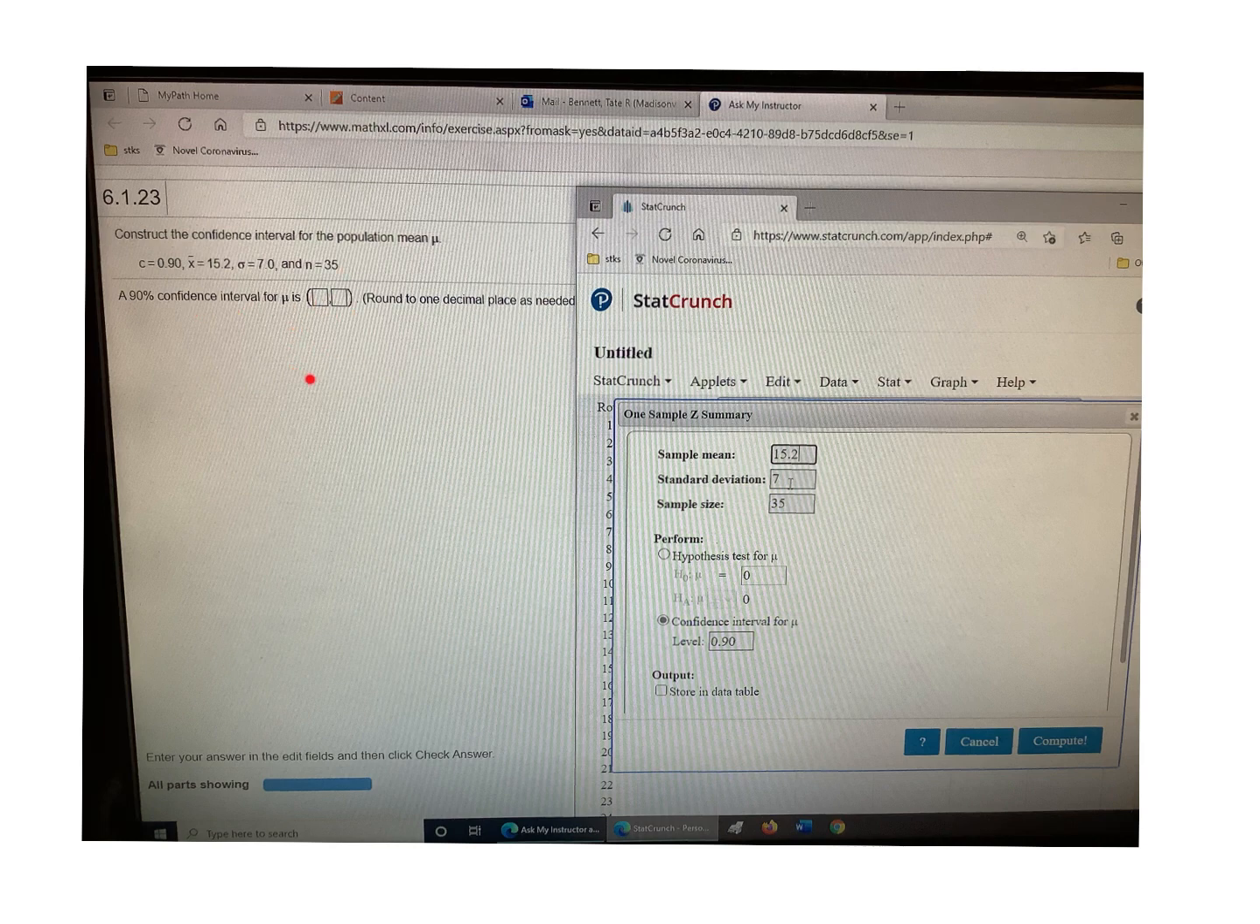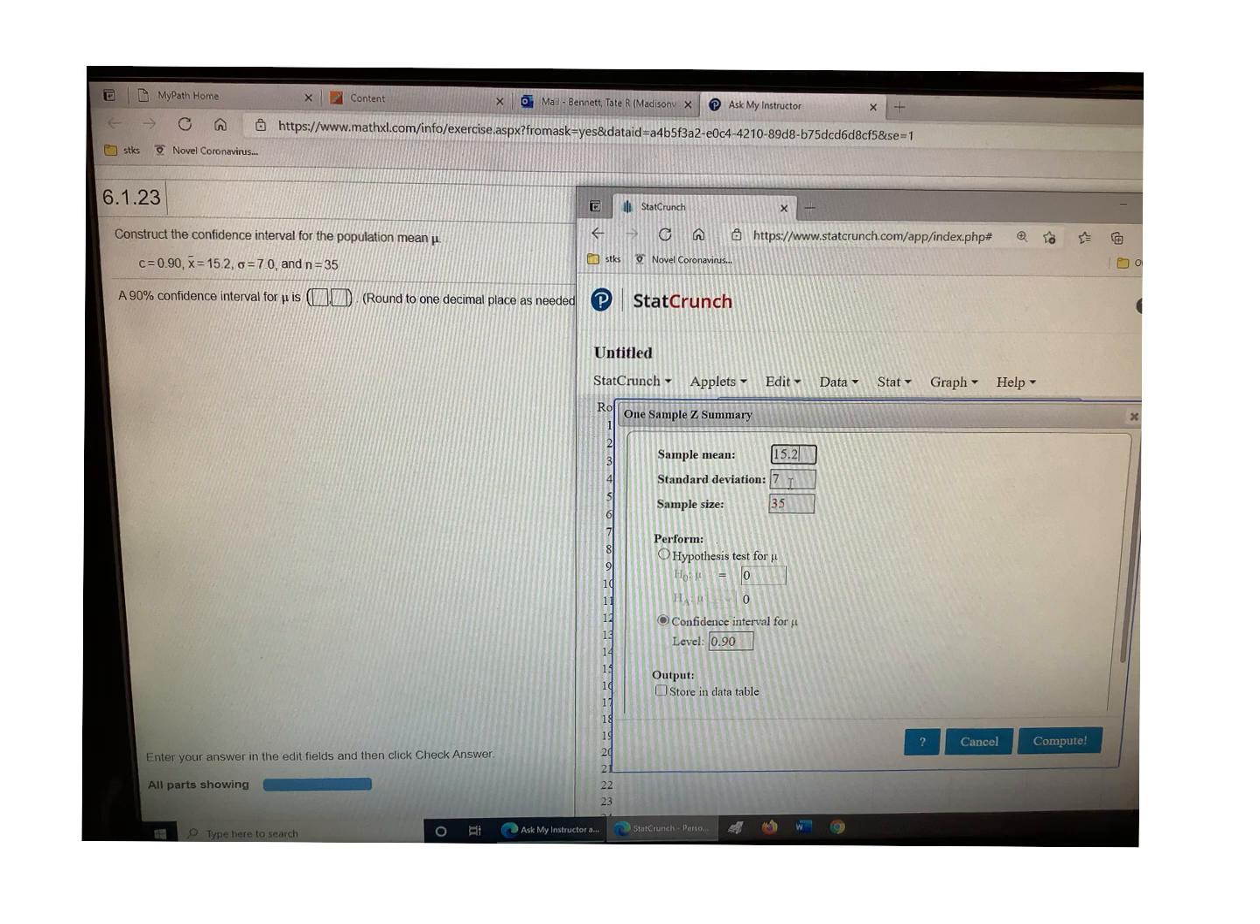So, different. You can do this by hand, but the easy way, of course, is StatCrunch. You click on Stat, then Z Stat, and then One Sample Z Summary. Then you put in the sample mean here. I typed in 15.2, standard deviation 7, and you put in 35. For the confidence interval, you make that 90.